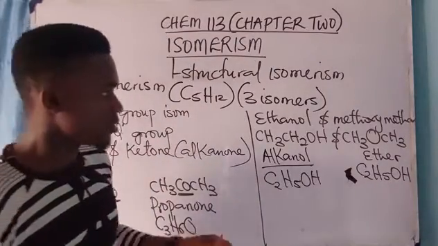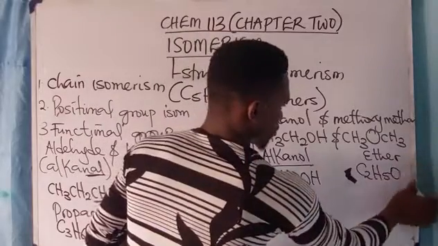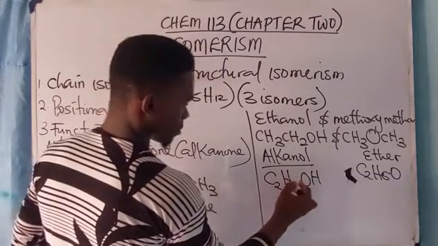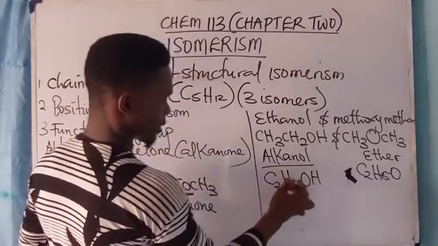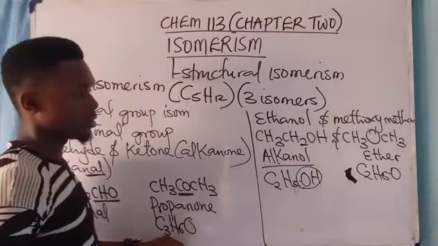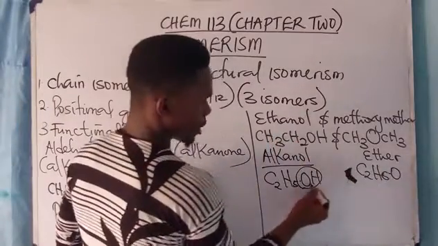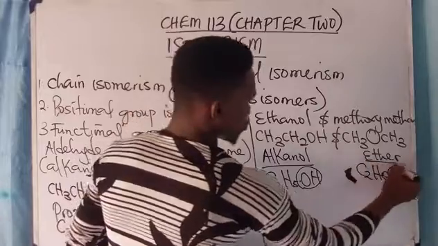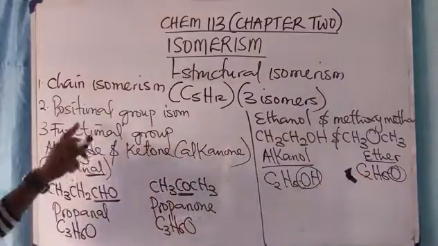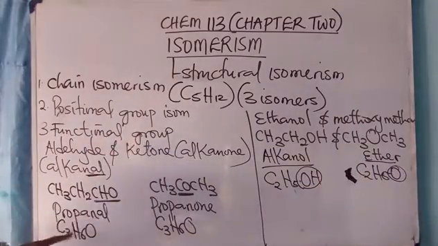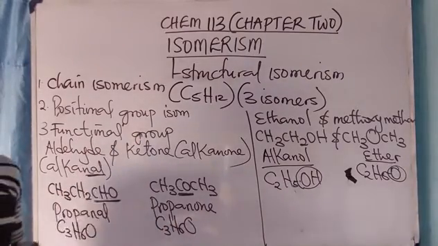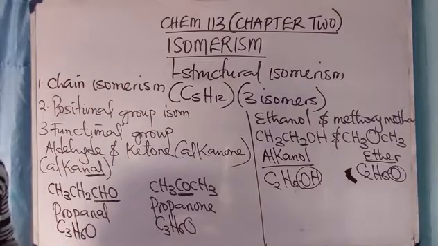I believe I'm correct. Okay? We can also do it like this. Now, this O here connotes the alkanol functional group. That is OH, while the O here connotes the ether functional group. So please, ethanol and methoxymethane possess functional group isomerism. Please take note of that. It is very important.